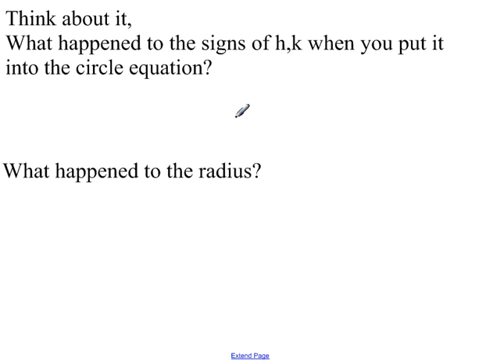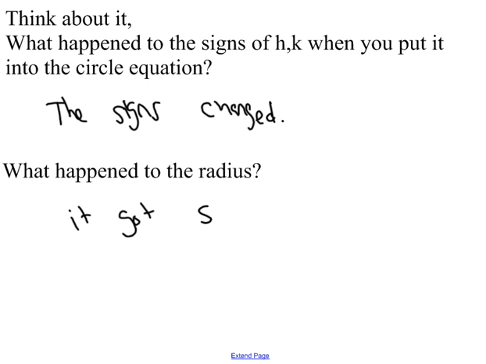Okay, so think about it. What happened to the signs of h and k when you put it into the circle equation? The signs changed. What happened to the radius? It got squared.